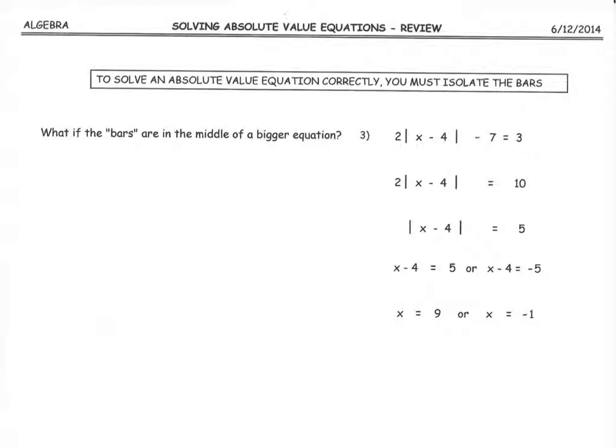So again, first we'll add 7 and get 2 absolute x minus 4 equals 10. Then divide by 2, and we end up with absolute x minus 4 equals 5. We treat the absolute value bar as if it was an unknown like an x, and we remove numbers from around it the same way we would if it was a plain x.